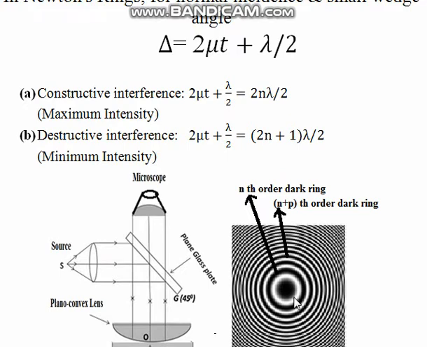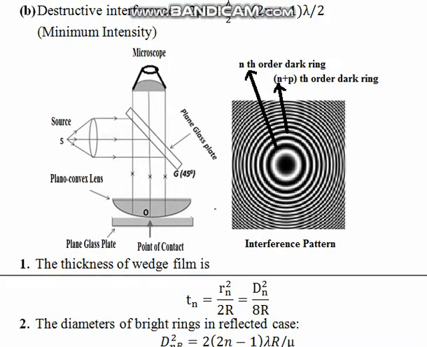The center is dark in the case of reflected light, because at the center the thickness of the air film is 0, t is equal to 0. This gives the condition of minimum intensity. That's why we obtain the dark center in the case of reflected light.